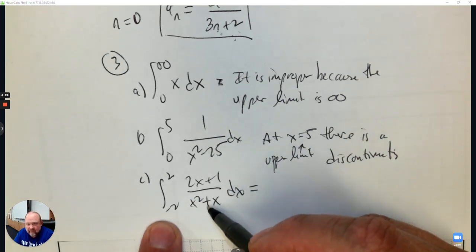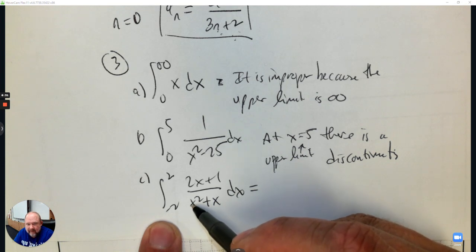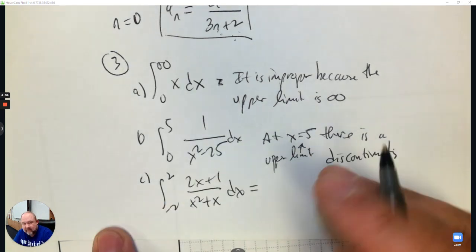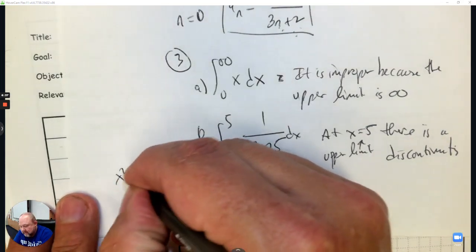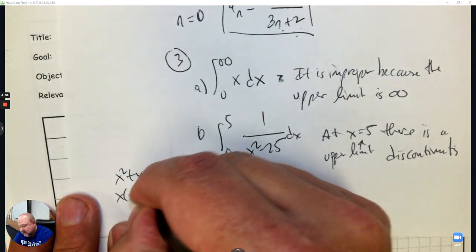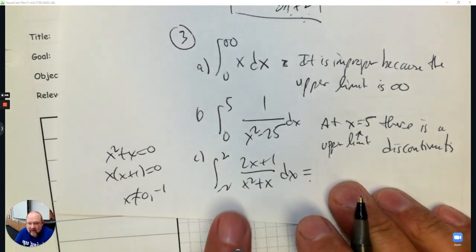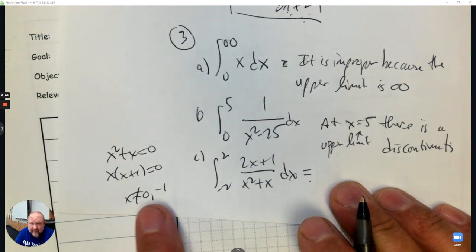So if I look here, if I plug in any number here, is there any discontinuity? So I'm going to look at the denominator. I'm going to do that on the side. Just the denominator equal to 0. If I factor out an x, I notice that there are two numbers that x cannot be in the bottom. It can't be 0 and it can't be negative 1.